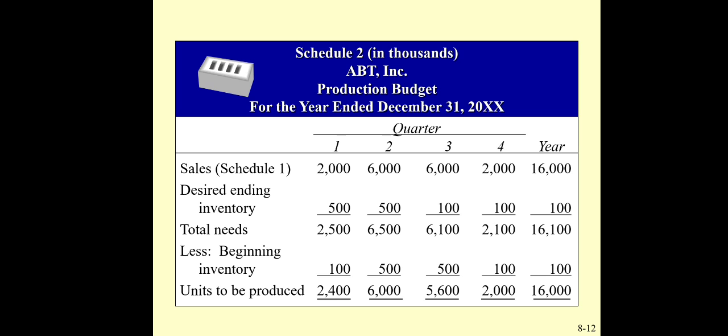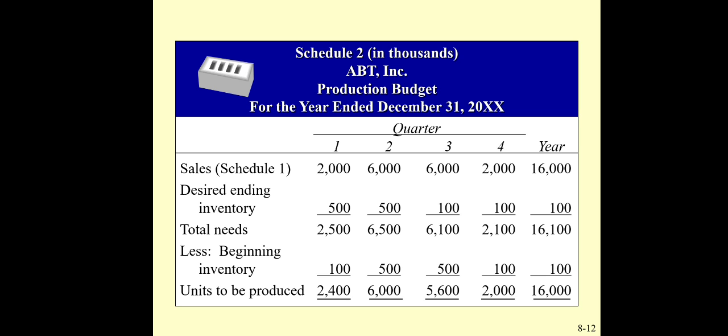After that, you calculate the same thing for quarter 2. In quarter 2, the budgeted sales is 6 million. The desired ending inventory in this sample budget is 500,000. So total needs is 6.5 million units, less beginning inventory 500,000. The beginning inventory in quarter 2 is the ending inventory of quarter 1.